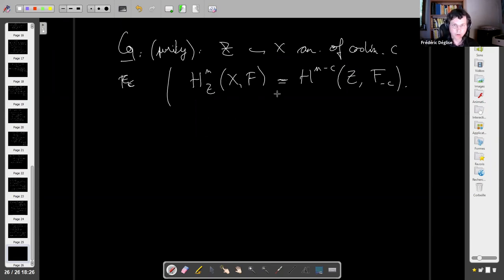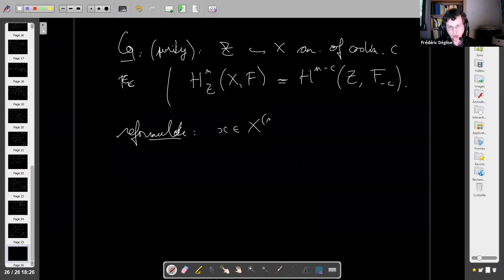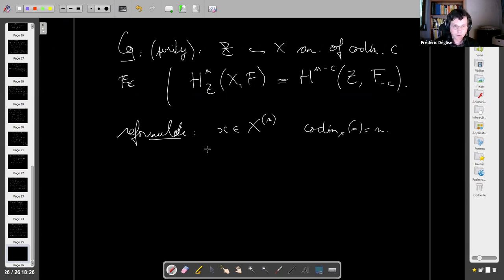Okay, the proof of this corollary, again, for c equal to one, as I said, is a corollary of the proof and of the Dévissage theorem, and then you use induction on c to get the general case. Maybe I can reformulate this property as follows. Take any point x in X, of codimension n. Then you can use the so-called local cohomology of F, so this is Spec O_{X,x}.